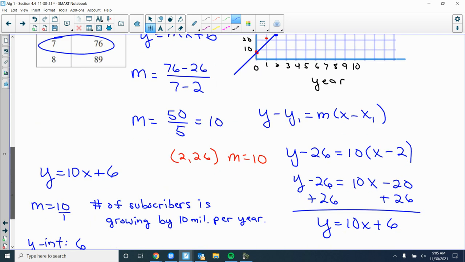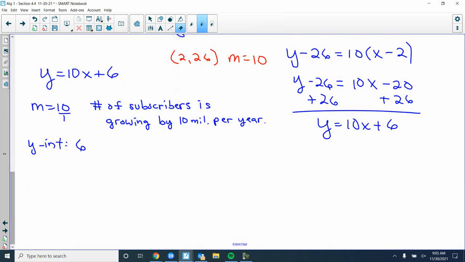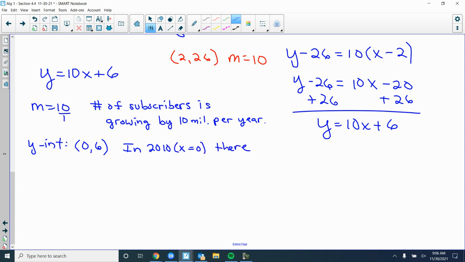So according to this, your y-intercept is the point, let me write it like this, 0, 6. 0 means the number of years since 2010. So according to this data, in 2010, how many subscribers were there? 6 million. So in 2010, which means x equals 0, there were 6 million. It says 9.